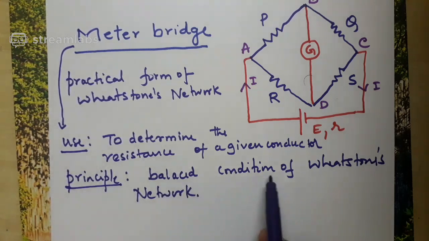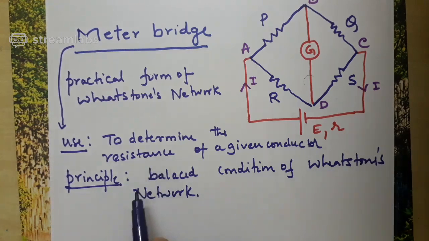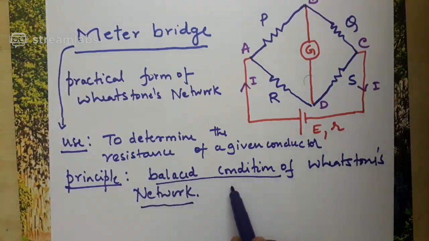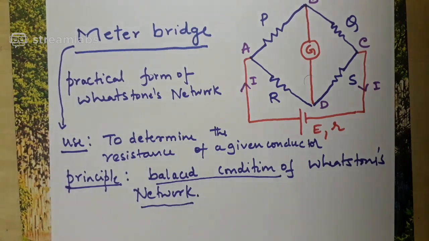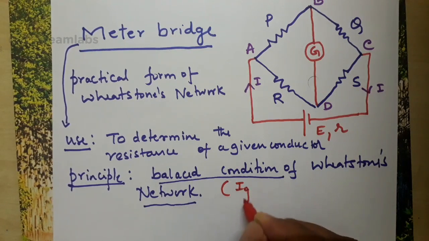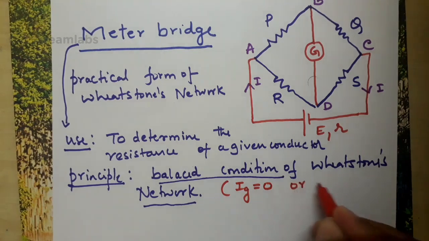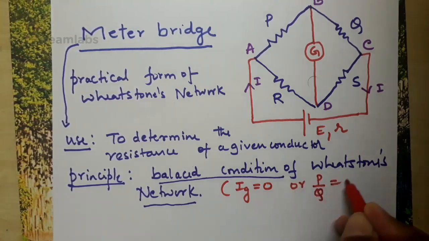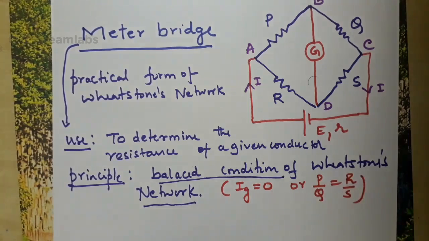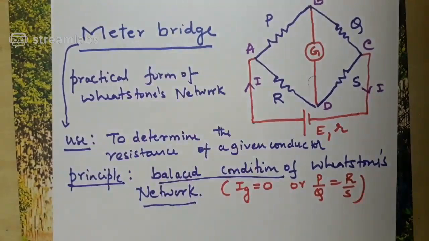This can be a possible question: mention the principle of a meter bridge. Meter bridge works on the principle of balanced condition of Wheatstone's network. What is a balanced condition of Wheatstone network? For your information, just recall, network is said to be balanced if current flowing through the galvanometer is 0, correct? Or the ratio of the arms of the resistors should be equal. P by Q is equal to R by S. This is a balanced condition of Wheatstone network. That is the basic principle behind the working of a meter bridge.